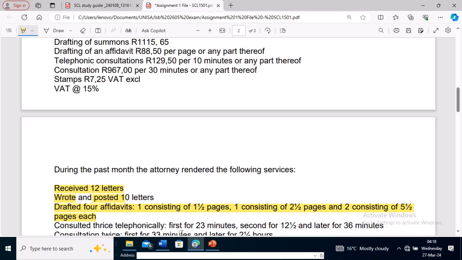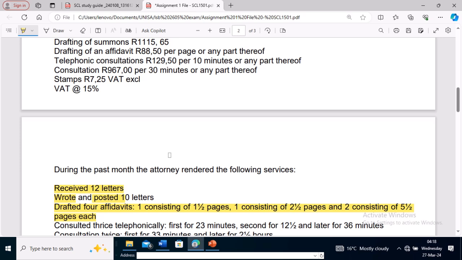23 divided by 10 goes 2 times and leaves 3. That 3 minutes is going to be considered as any part, so it's going to be 3. So which means that it's going to be 129 rand 50 cent times 3.